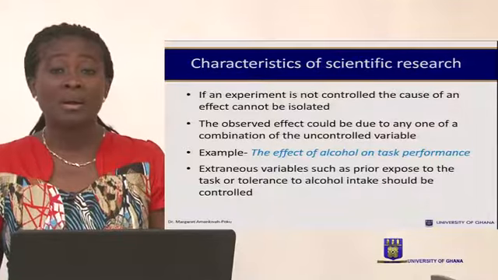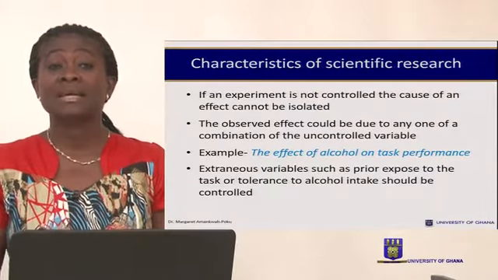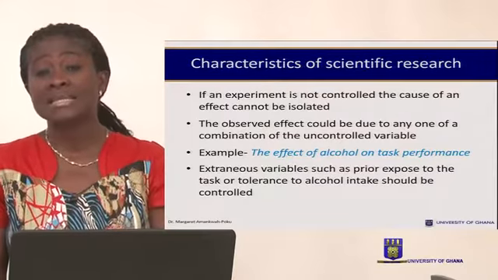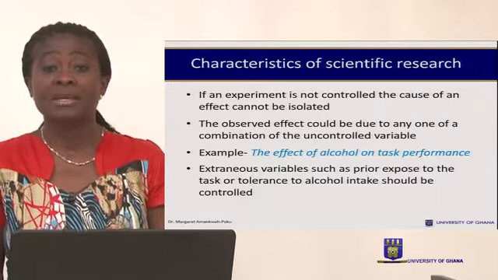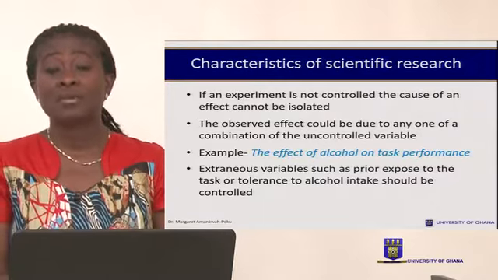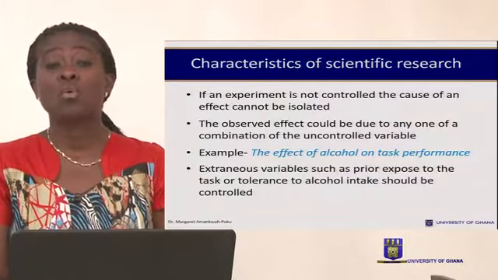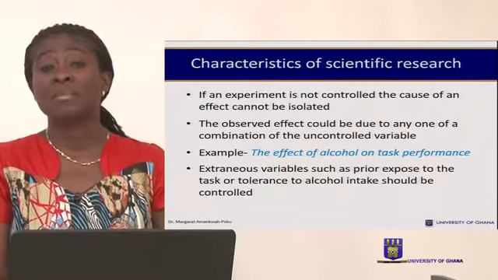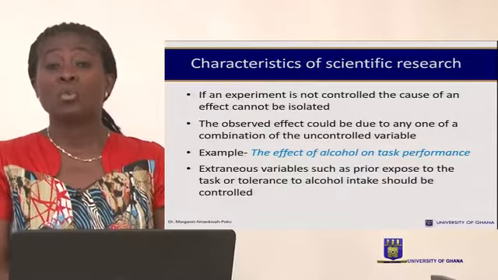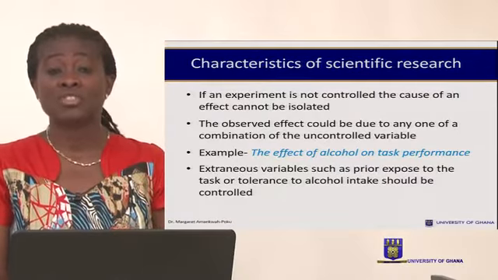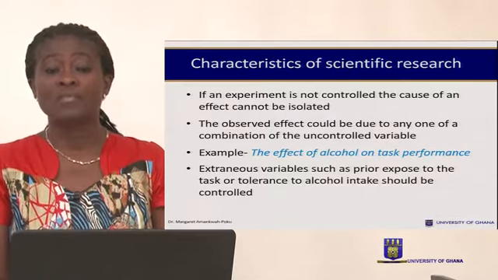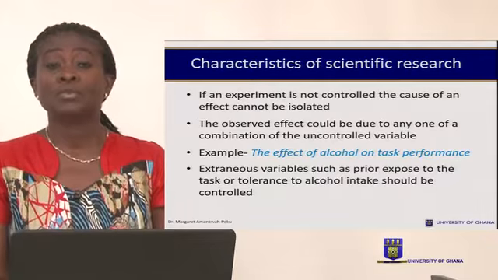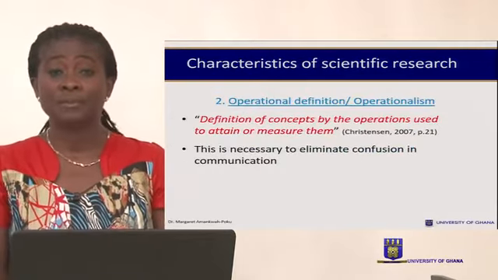So when we talk about prior exposure, if it's a task that the participants have already seen or performed before, then they'll find it easier performing this task. Again, if you have a group of participants who have a high level of tolerance to alcohol, it means that perhaps no matter the amount you give to them, it will not affect them in any way. And so you have that alcohol tolerance being an extraneous variable that has to be controlled. So in this case, you take people who have the same level of tolerance to alcohol, so that it does not become an extraneous variable.